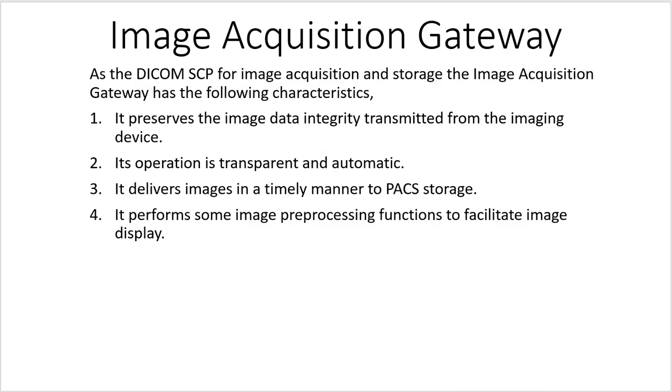The Image Acquisition Gateway is a DICOM SCP, Service Class Provider, for image acquisition and storage. The Image Acquisition Gateway has the following characteristics. 1. It preserves the image data integrity transmitted from the imaging device. 2. Its operation is transparent and automatic. 3. It delivers images in a timely manner to PACS storage. 4. It performs some image preprocessing functions to facilitate image display.